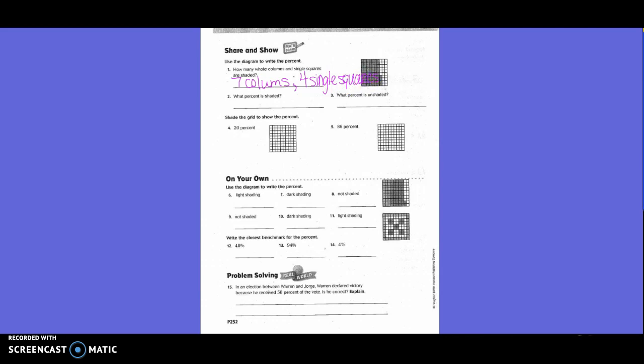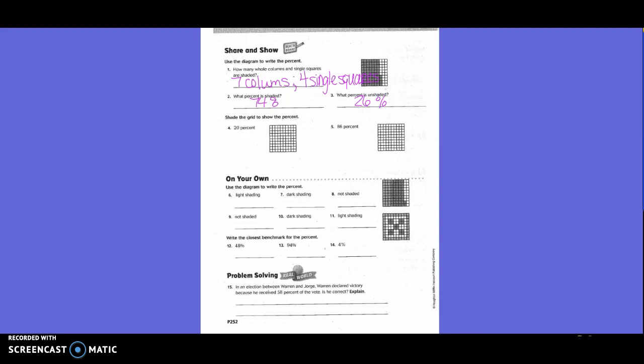So what percent is shaded? 74%. Okay, and then what percent is unshaded then? So what would be 100 minus 74? 26. So 26%.